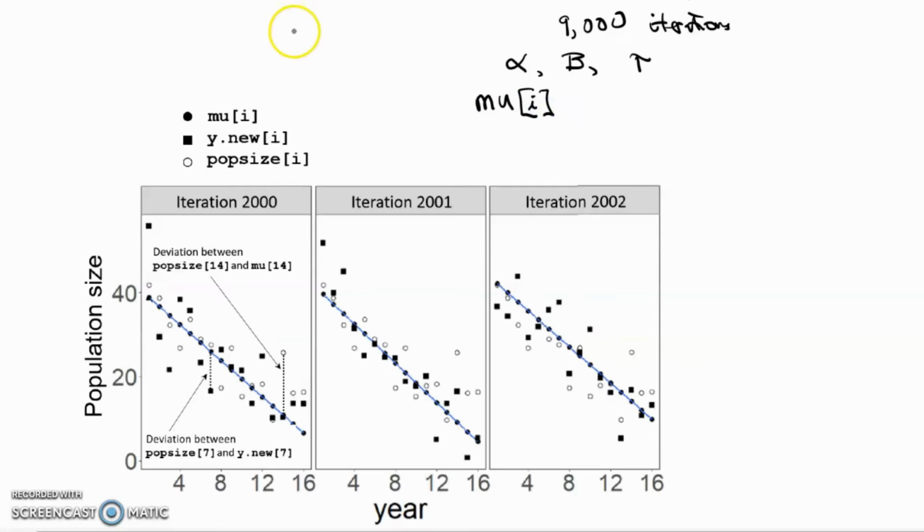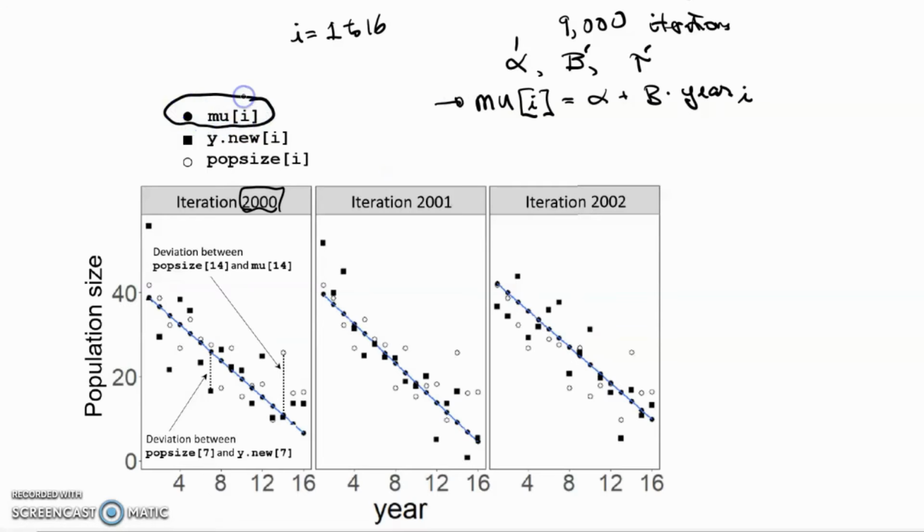Our model is going to assume that mu i, where i runs from 1 to 16 because we have 16 different years, is equal to alpha plus beta times year i. And so if we look at iteration 2000, we get our values of alpha, beta, and tau for that iteration. We generate this value of mu i. There's mu i, those solid dots. There's our line of best fit. But there's something else we can now do.